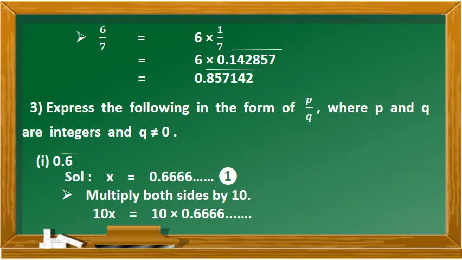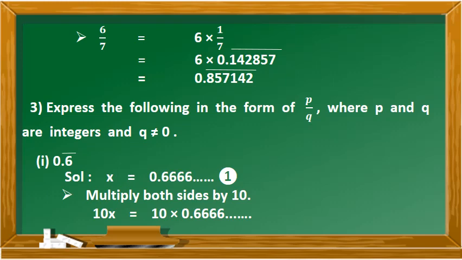The first sum is 0.6 bar. 0.6 bar should be expressed in the form of a rational number P by Q. Now we will get on to the solution. Since we do not know what 0.6 bar is, let us assume x is equal to 0.6666 goes on, that is equation 1. Now you can observe that in 0.6666 only one digit 6 is getting repeated. So we have to multiply both sides of equation 1 by 10.